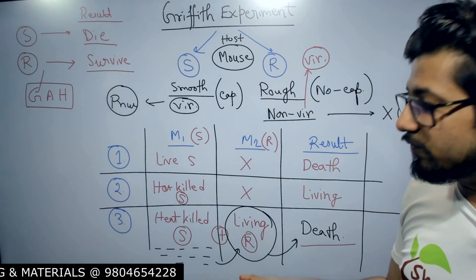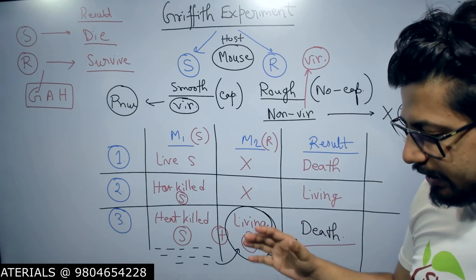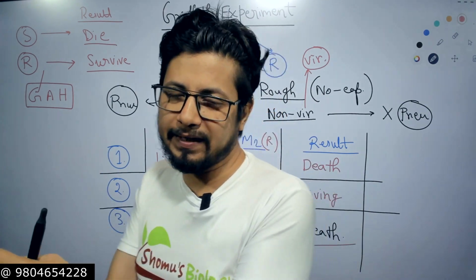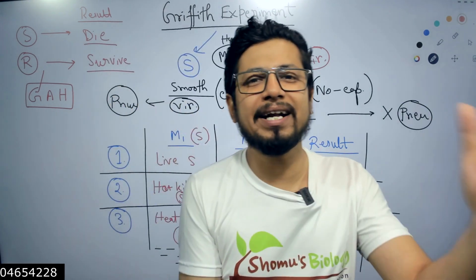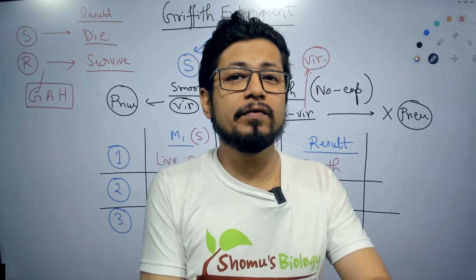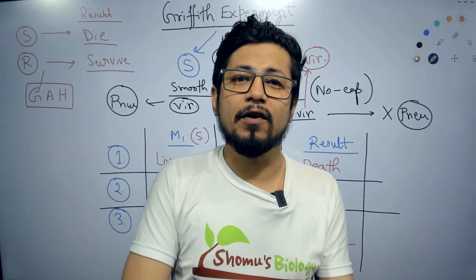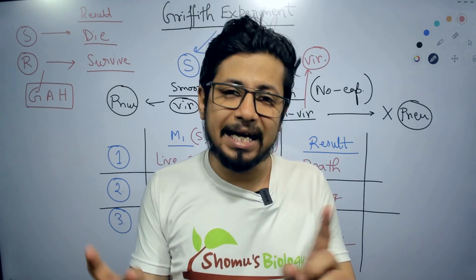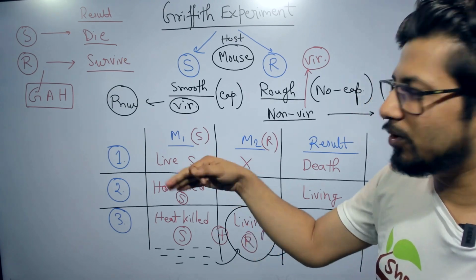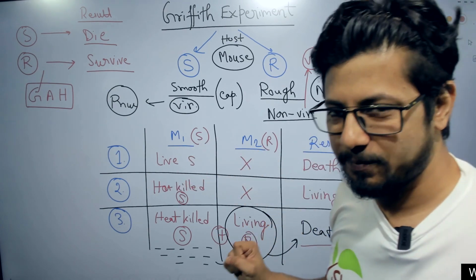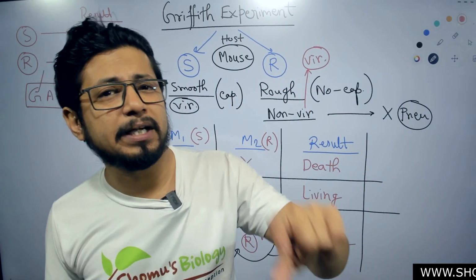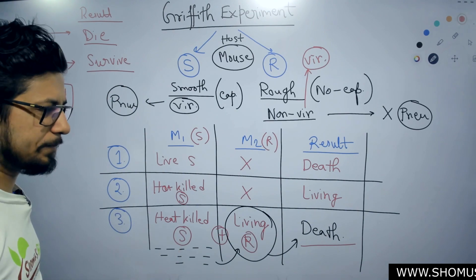But the Griffith's experiment sealed this concept that there is something present in the S strain of bacteria, which it donated to the non-virulent R strain of bacteria and converts the non-virulent R strain into a virulent form. And that is proven by this experiment. Okay, so that's all. That's all about Griffith's experiment. I believe you have a clear idea of this experiment.